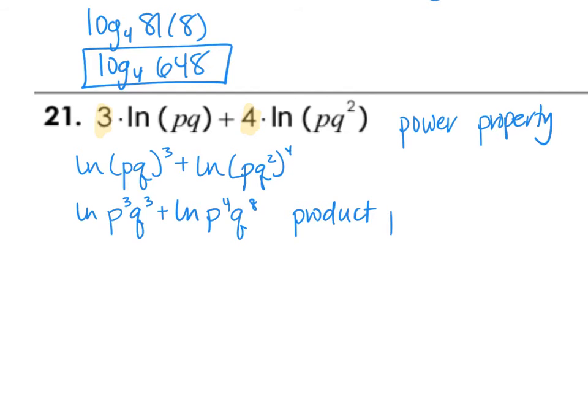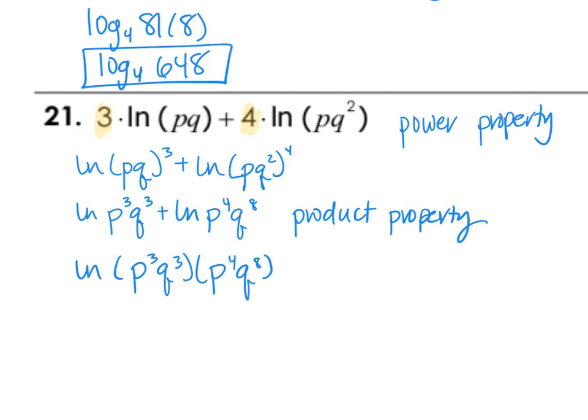Now I can use the product property because of that plus, and I can condense this to ln p cubed q cubed times p to the 4th q to the 8th. And so this is all going to be p to the 7th q to the 11th.